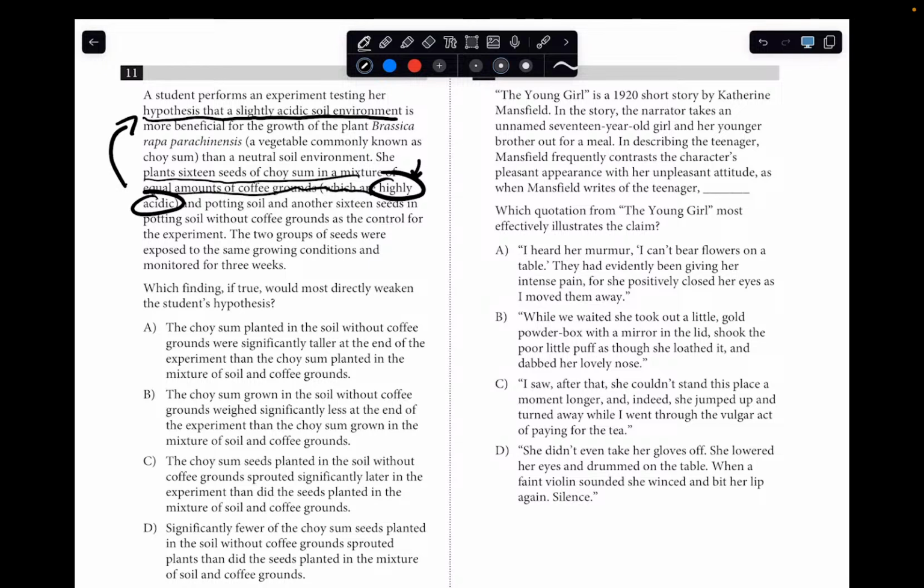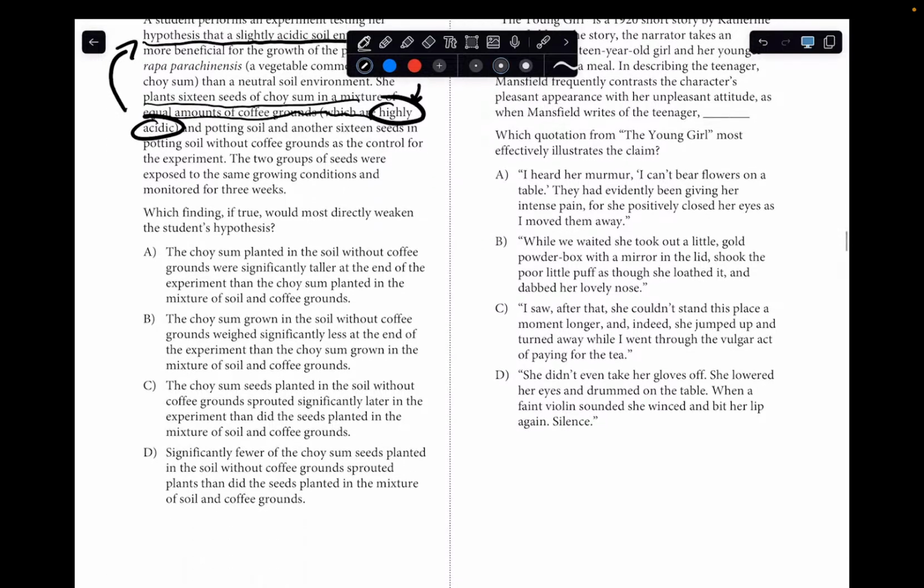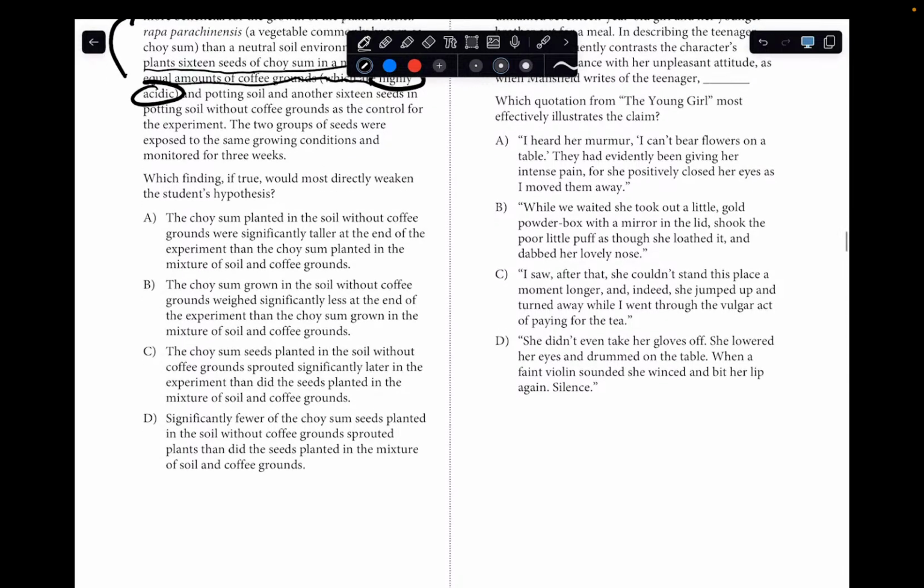Like, they're referencing three completely different variables. One with no acidity, one with low acidity, which presumably it grows slightly better in, and then it grows best in a slightly acidic environment, and then one in which she's using coffee grinds, which is a highly acidic environment. And then the prompt basically says, which finding, if true, would most directly weaken the student's hypothesis?